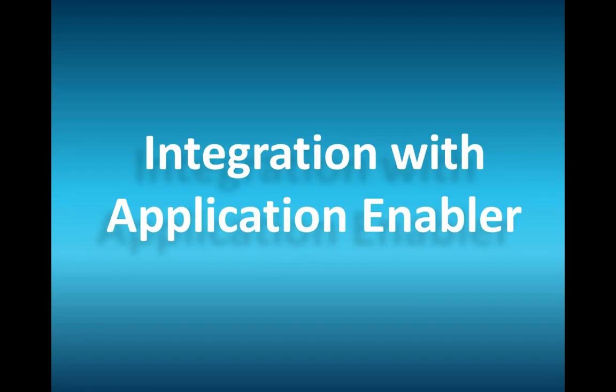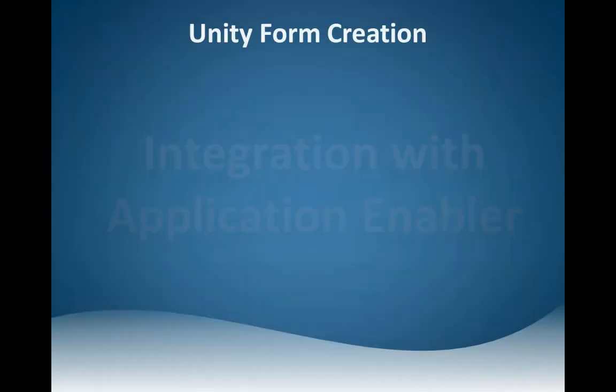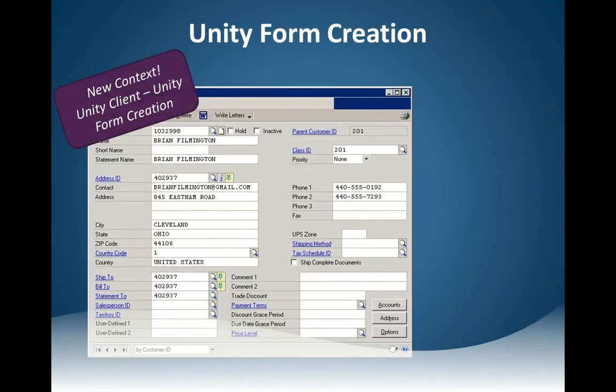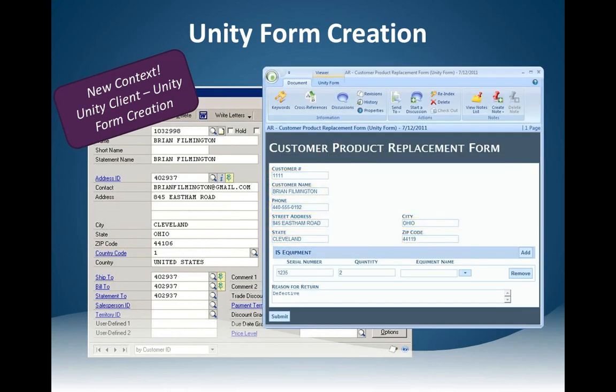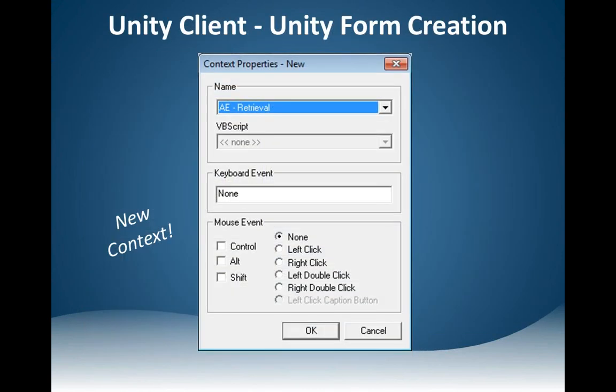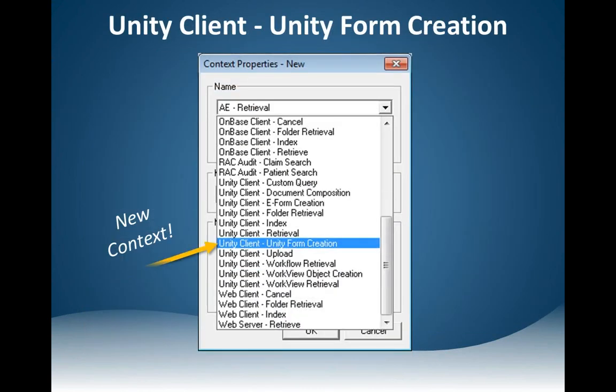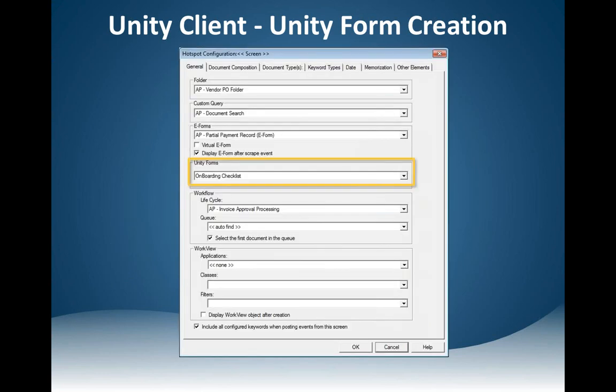And before we get to all the workflow questions, I also want to show you that it's available with Application Enabler. So with a single click or a keyboard event, you could bring all your values from your line of business system, populate that Unity form, and submit that into OnBase. And if you're familiar with Application Enabler, you'll see that there's this new context on our context list that allows you to do that. And then you can specify that Unity form that you want to be displayed.